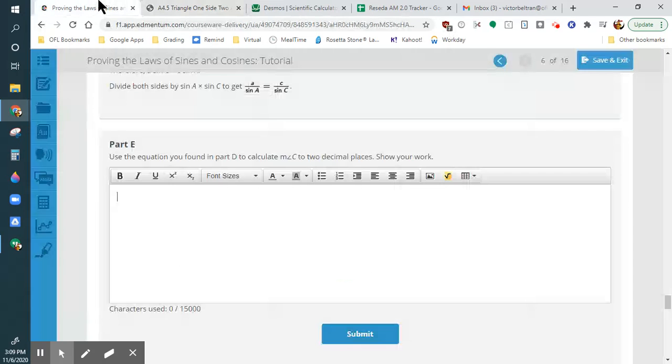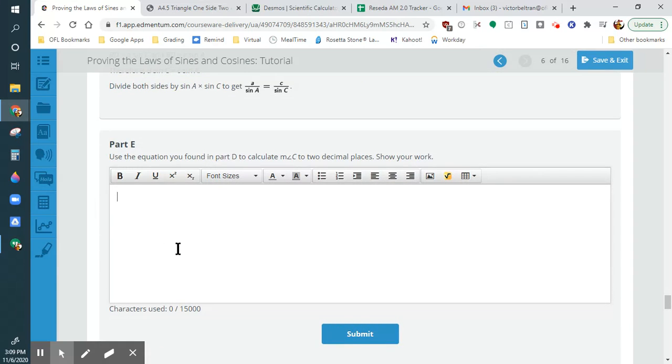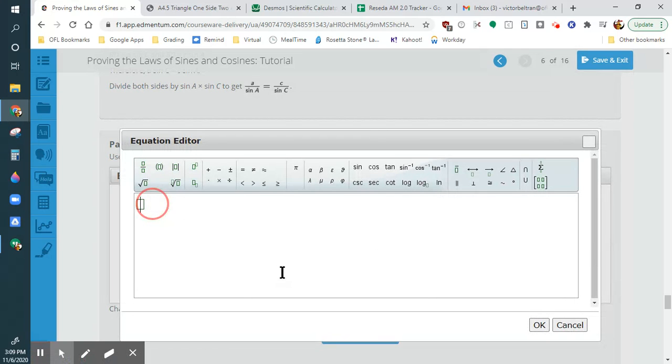Okay, so now we have part little a. So using that, we're going to use the formula. We're going to pretend we don't know sine little c for whatever reason. Edmentum wants us to do that, even though it should be asking us to solve for little a just to show proof. So we're going to pretend we don't know that. We are going to underline this. Little c is 10.